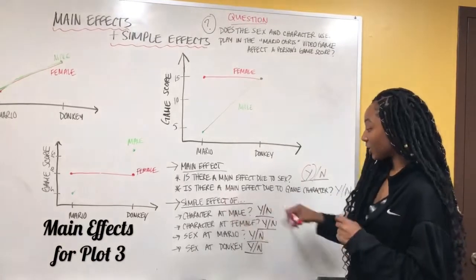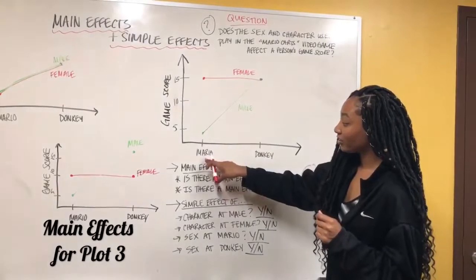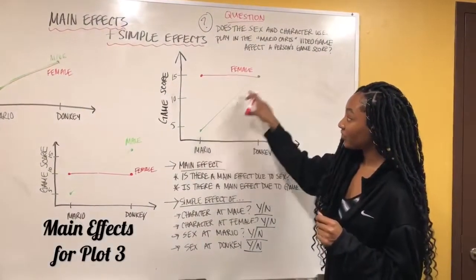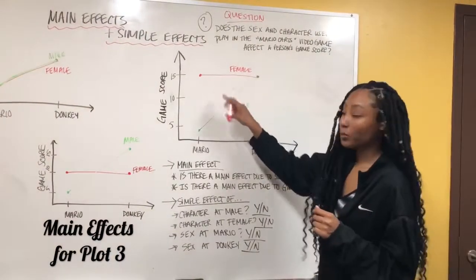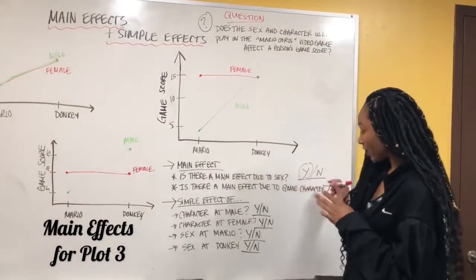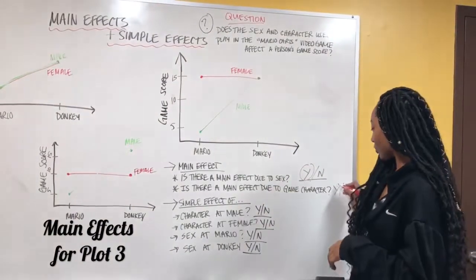And then lastly, is there a main effect due to game character? Yes, because from Mario, males increased from 5 to 15. And the females, from Mario to Donkey, didn't. But because the males increased, overall, we do have a main effect of game character. So we'll put yes to this.